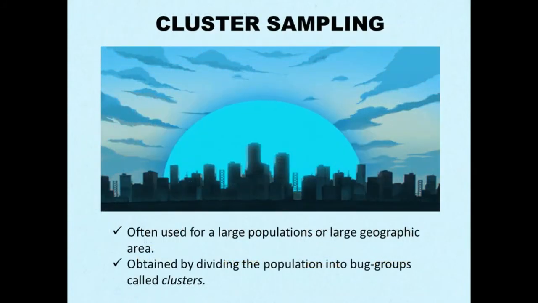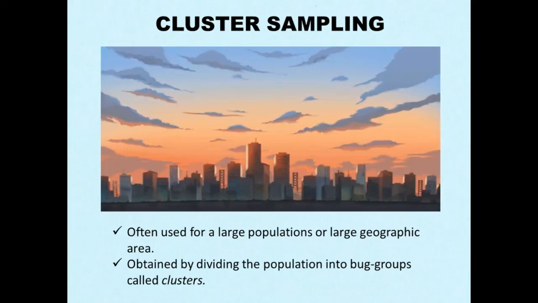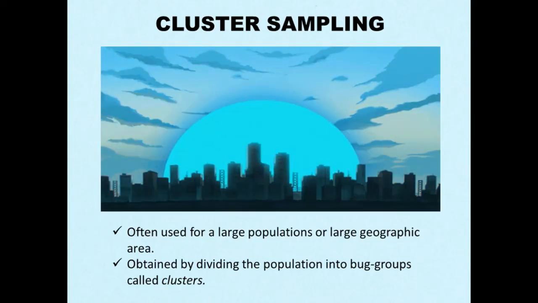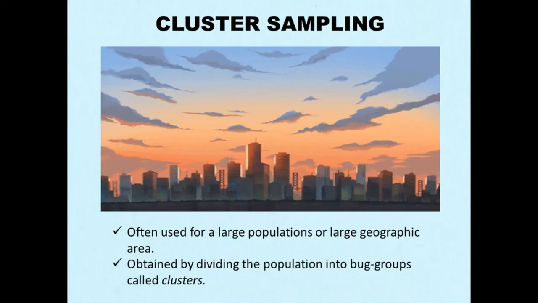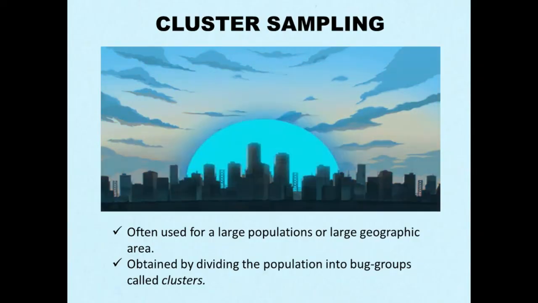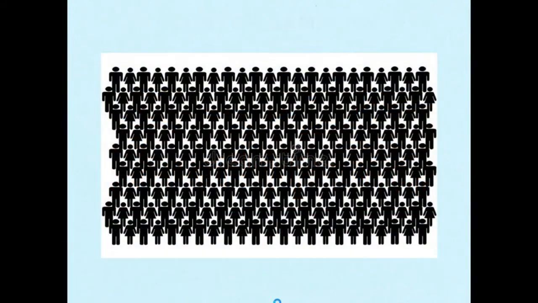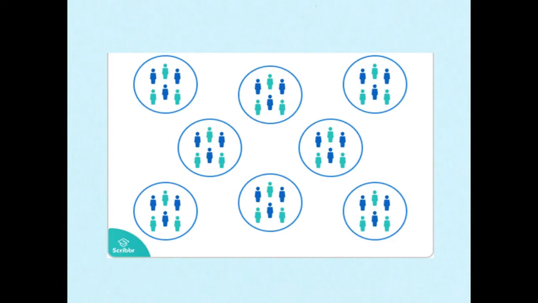Cluster sampling. When we say cluster sampling naman, compared to stratified random sampling, in a small population lang siya ginagamit. Ang cluster naman is often used for a large population or large geographic area. Halimbawa sa cities, yan yung ginagamit natin. Obtained by dividing the population into subgroups called clusters. So, paano ba ginagawa yan? Compared din sa stratified, may population din siya, of course. Then, i-divide mo din siya into subgroups called clusters.